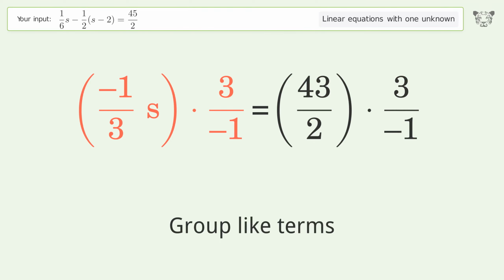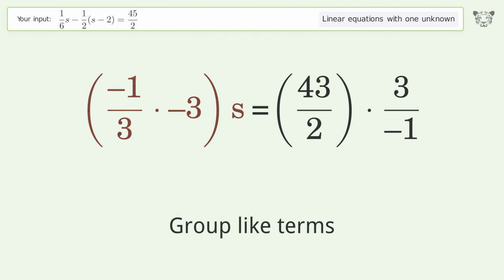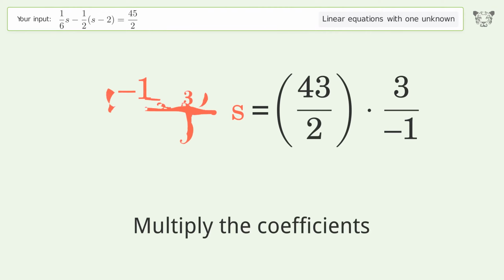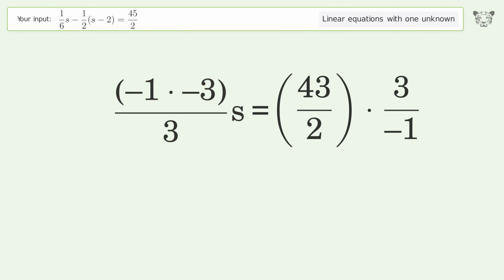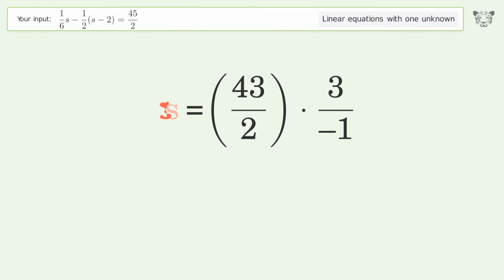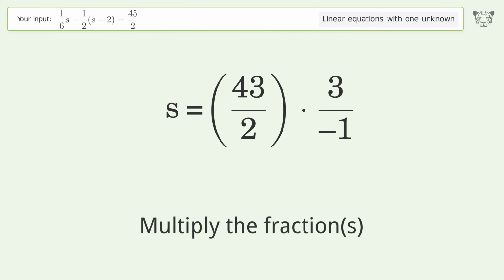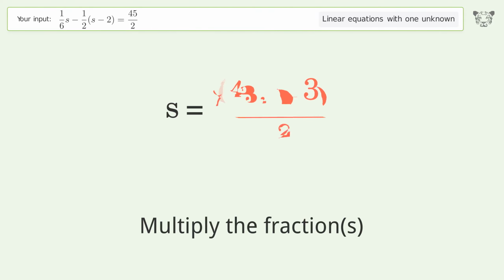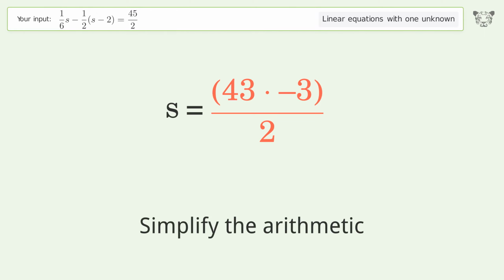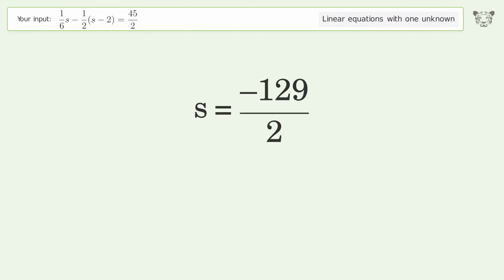Group like terms. Multiply the coefficients. Simplify the arithmetic. Multiply the fractions. Simplify the arithmetic. And so the final result is s equals negative 129/2.